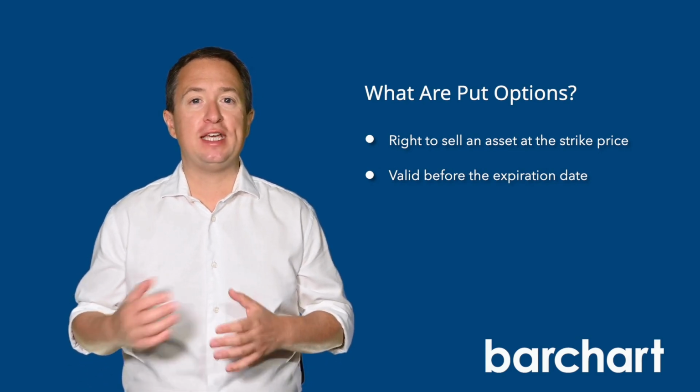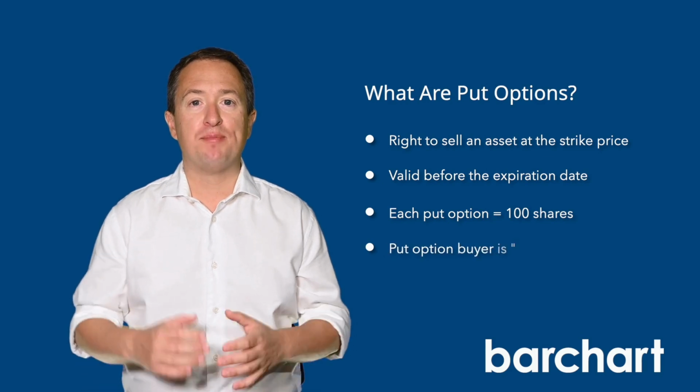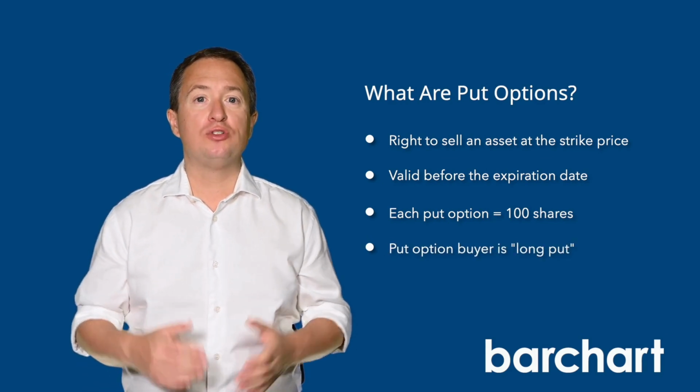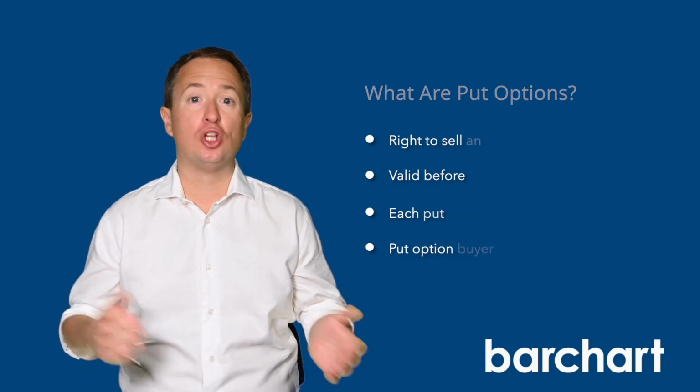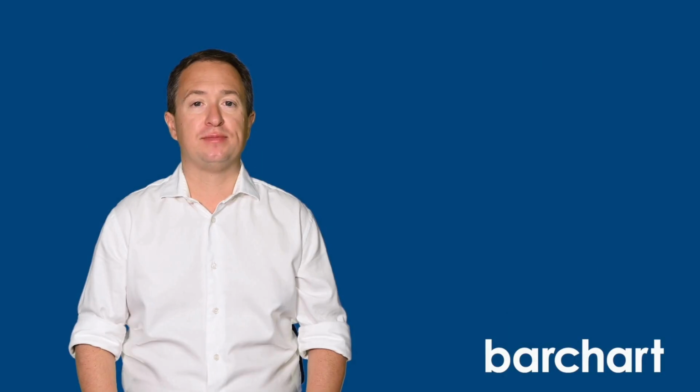Every put option is equal to 100 shares of the underlying asset. The buyer of the long put is known to be long, hence the term long put. Long puts are a bearish strategy that earns profit as the underlying asset's price moves below the strike price.